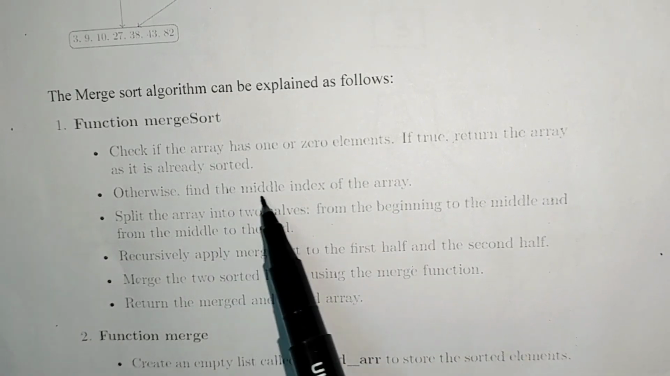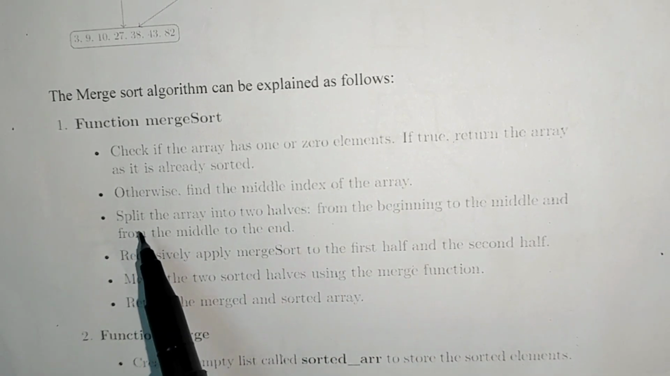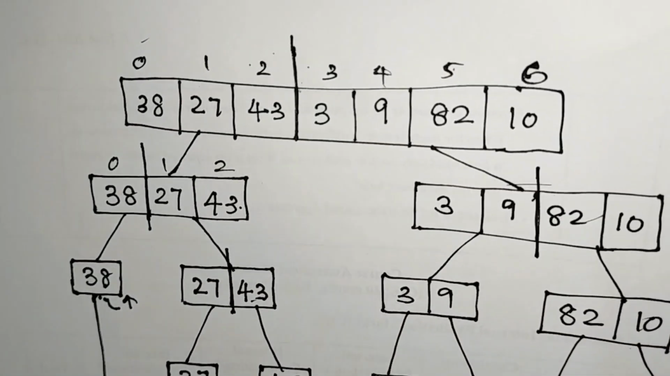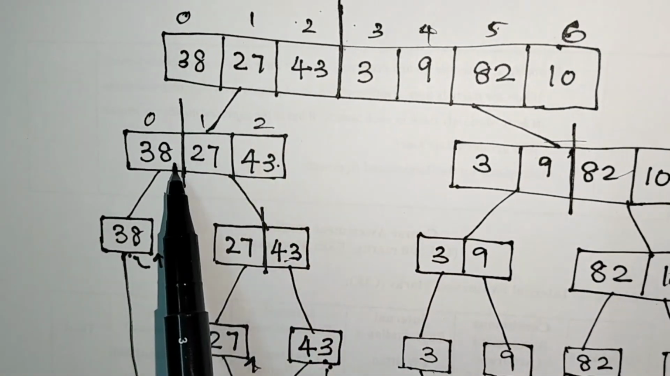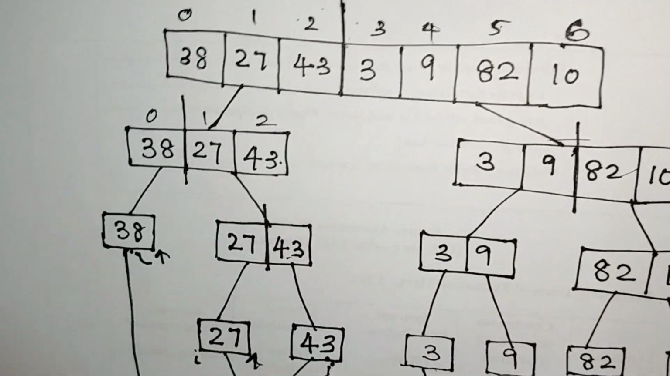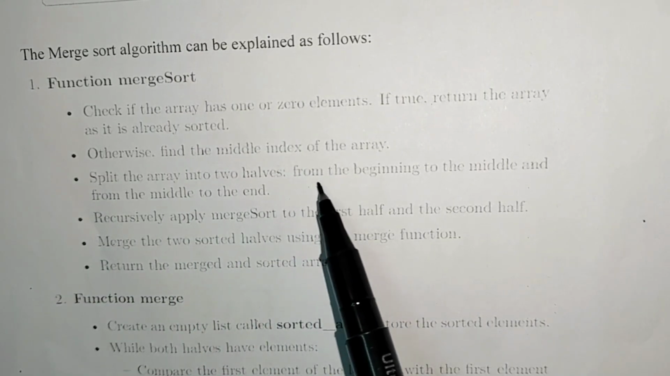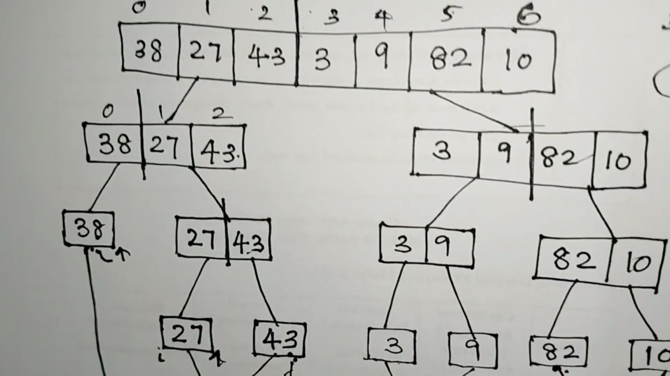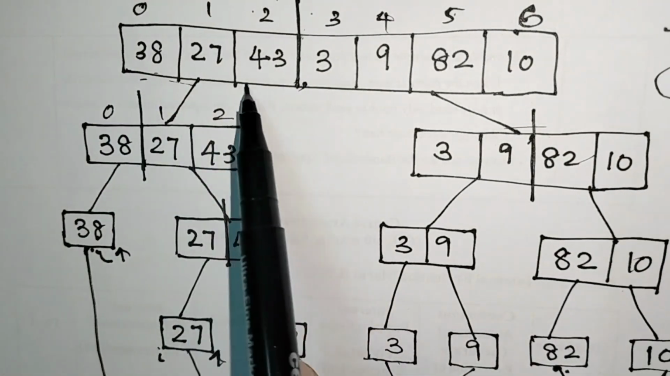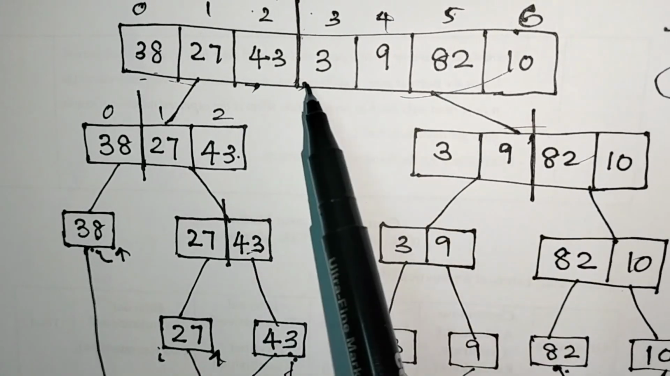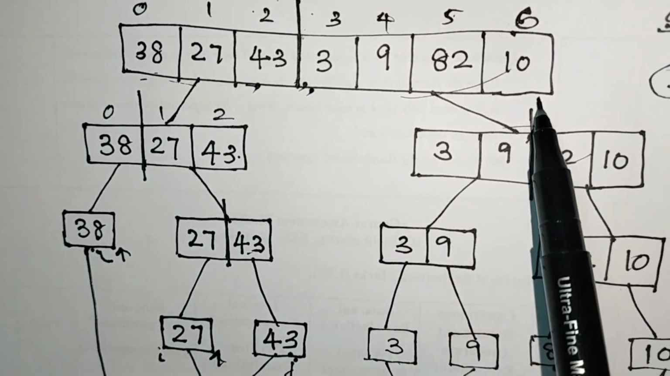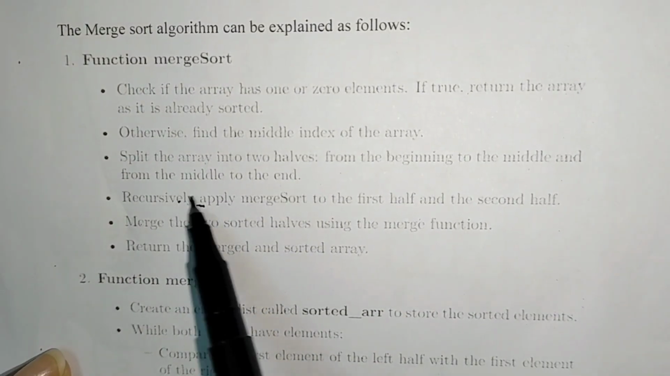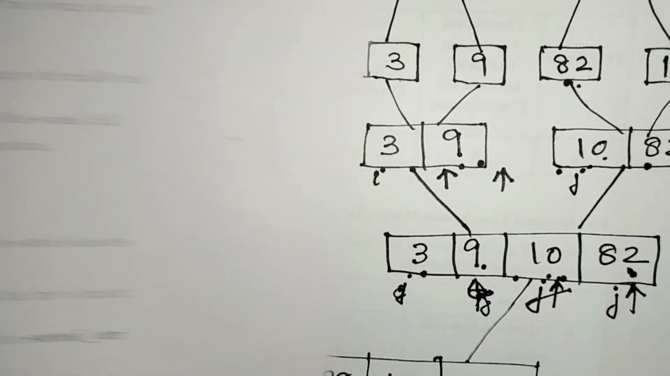So we find the middle index of the array and then we split the array into 2 halves. Here we initially find the middle index and we divide the array into 2 equal parts: from the beginning to the middle, which becomes the first array, and from the middle to the end, which becomes the second array. Now this process we apply recursively over all the arrays.